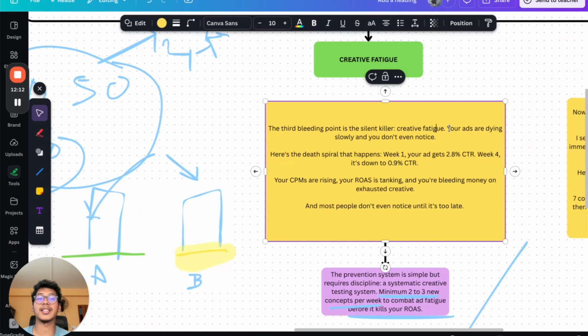As I said, with the Andromeda update, your creatives are going to get fatigued faster than ever, right? So in order to scale, you gotta have a good system of creatives. You gotta be able to come up with good creatives over and over again, so you can swap out the fatigued ones with the new winning ones.